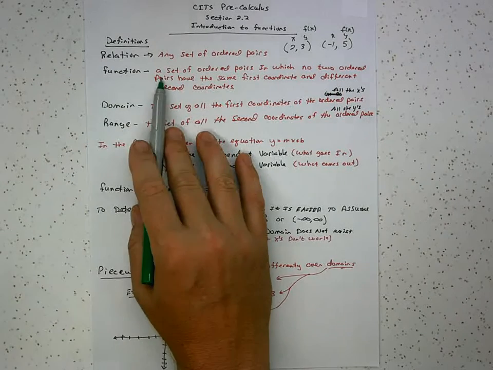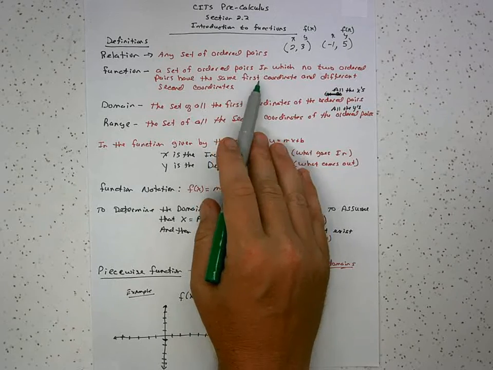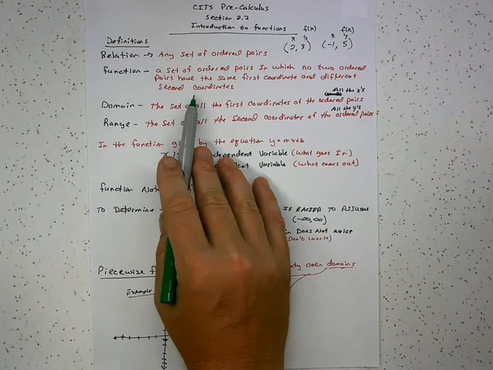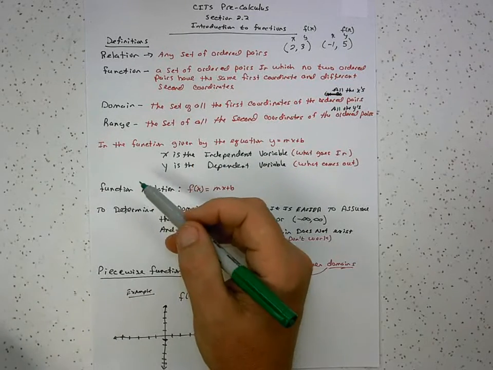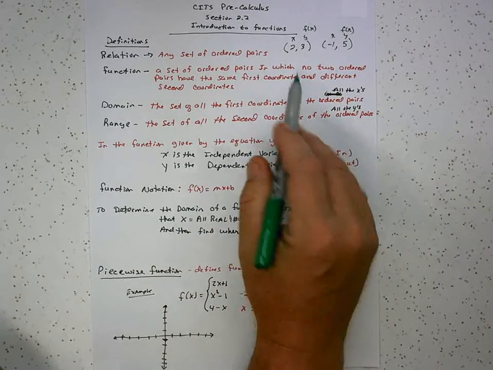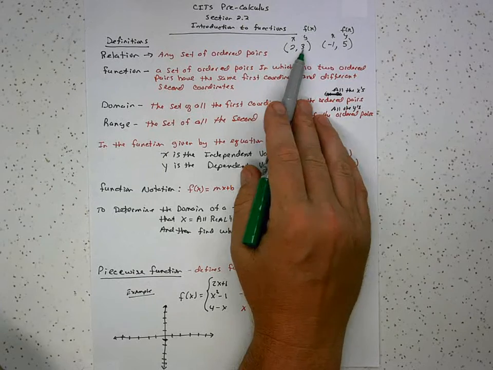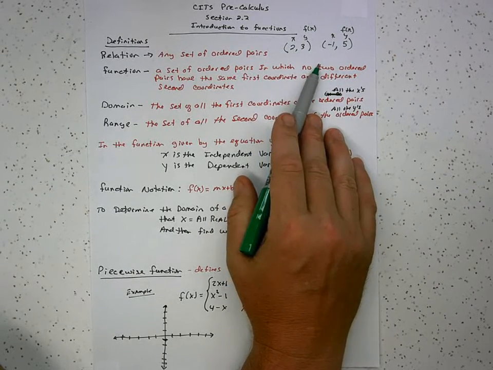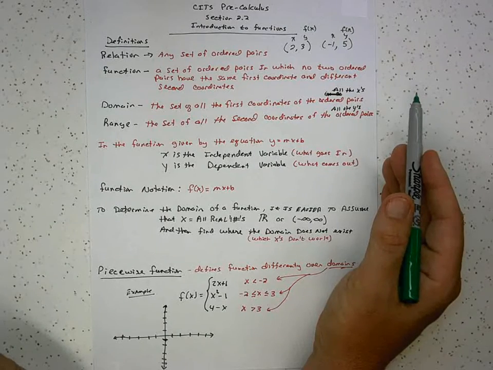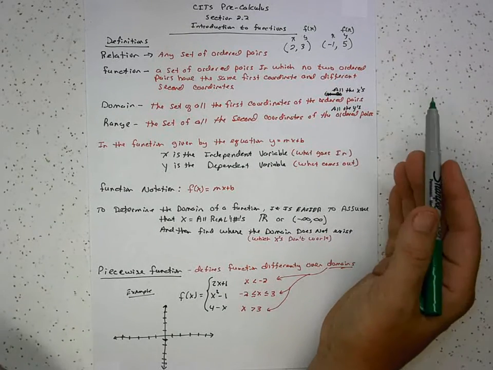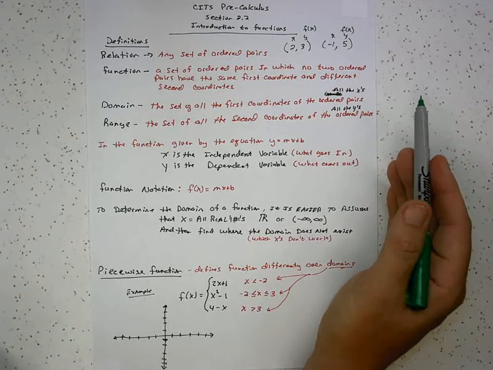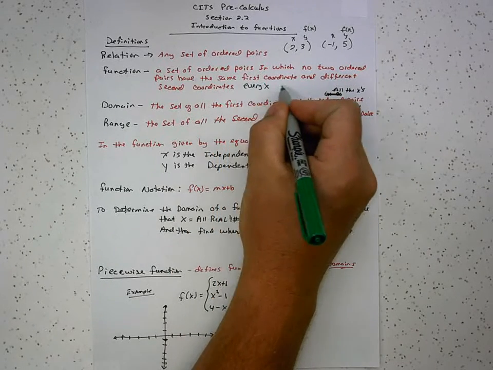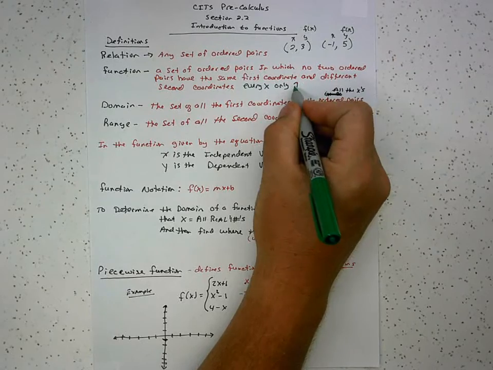A function is defined as a set of ordered pairs in which no two ordered pairs have the same first coordinate and different second coordinates. We always say it: for every x there can only be one and only one y. So in this case, 2 has to only go to 3. -1 has to only go to 5. I can't also have 2 going to 4 and it being a function. It still can be ordered pairs, it can still be a relation, it just can't be a function. So every x goes to only one y.